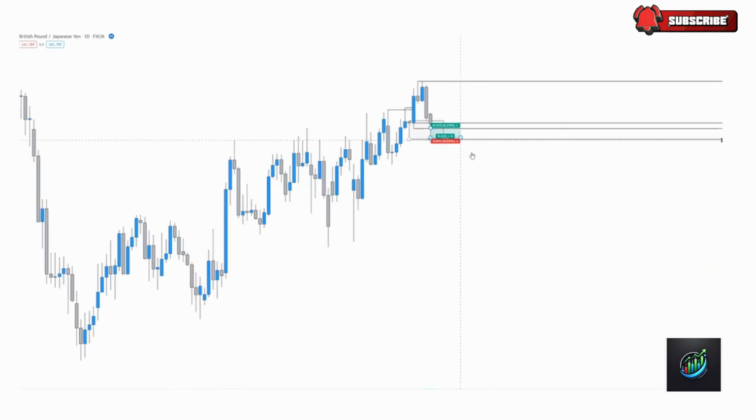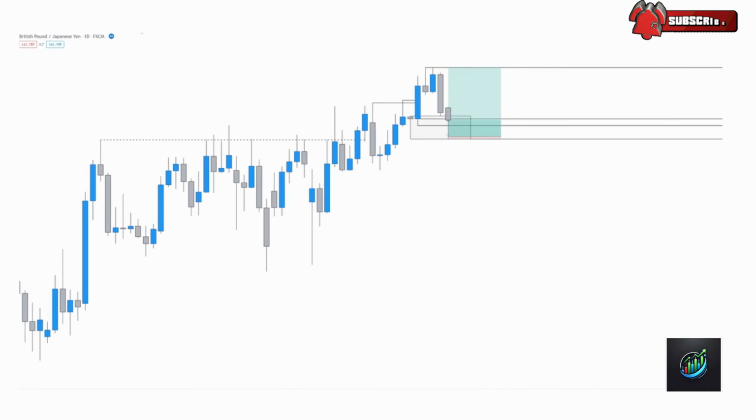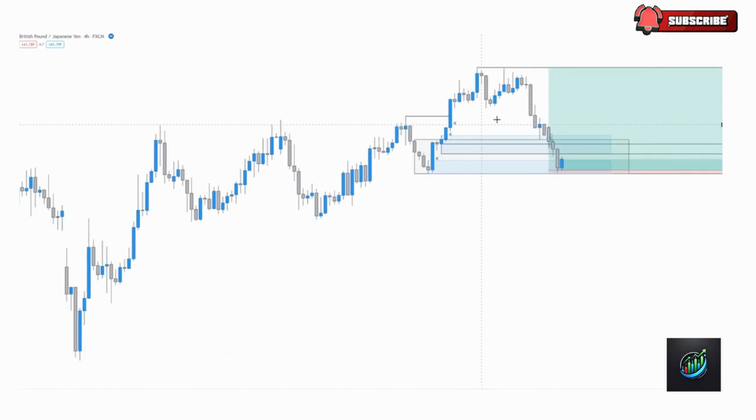So we're trading within this daily order block. That's the premise of the entire trade that we are looking to take. So it's only natural to look for the previous swing high as a potential point of interest to look for that entry. We can go down to the 4-hour.